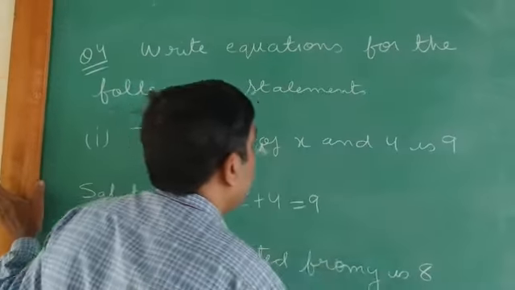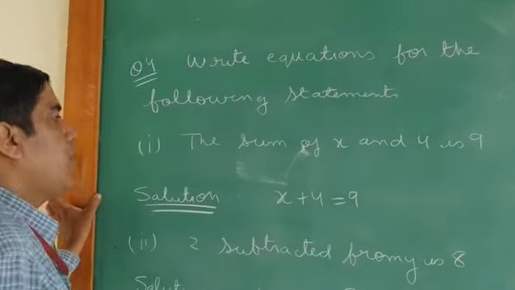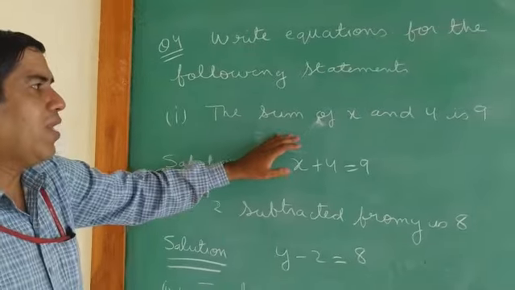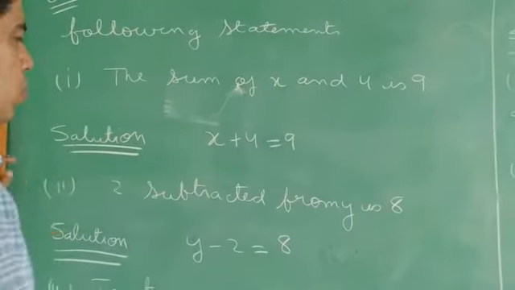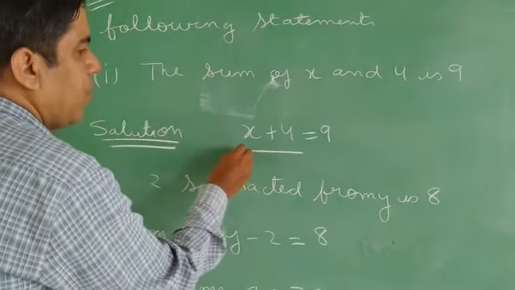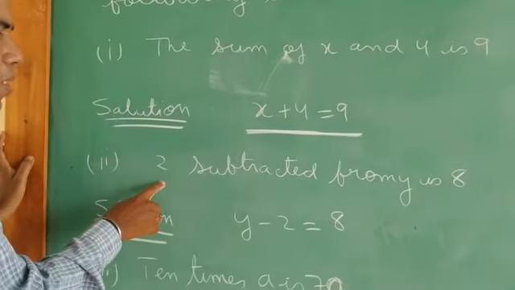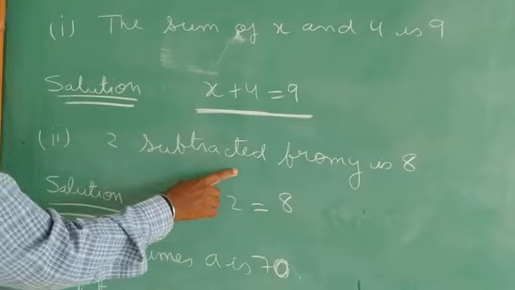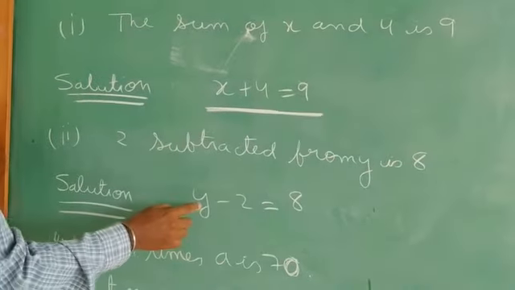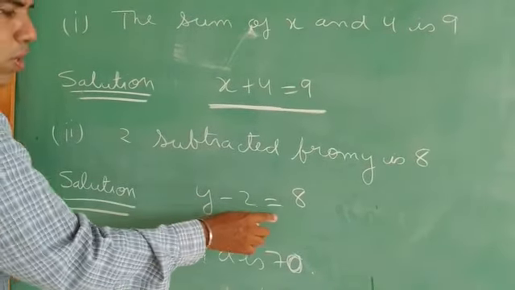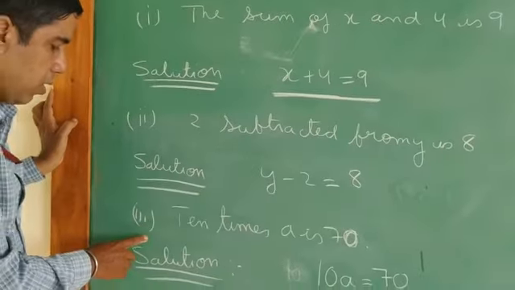So here it comes, statements. The sum of x and 4 is 9. So what is the answer here? x plus 4 equal to 9. Now next, second statement, 2 subtracted from y is 8. So y minus 2 equal to 8.